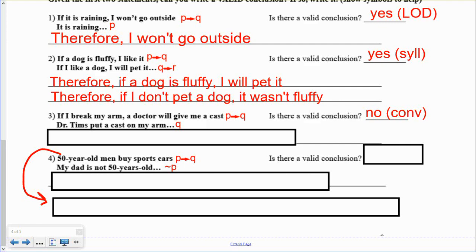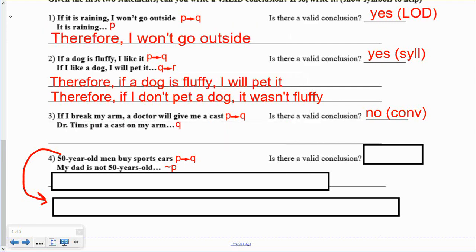So would I be able to write a valid conclusion? No, so you just don't write it. If it's not valid, don't write it. Just leave it blank. Just write over to the side saying no, because it's the converse error, and that's good. So if it's invalid, you do not write a conclusion. You just explain to me what the problem is, and then move on. Okay?